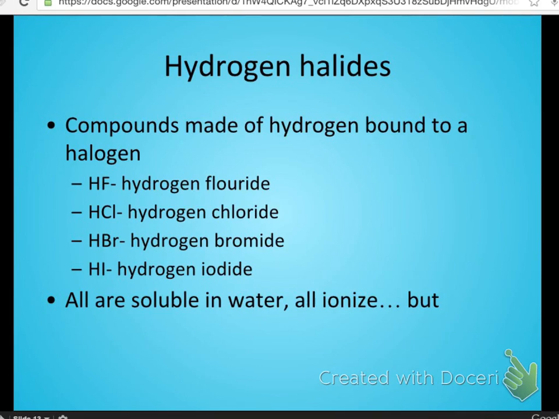What are they, Jeremy? Well, the top one is hydrofluoric acid, hydrochloric acid. You want to take a guess on HBr? Hydrobromic acid. The bottom one's the weirdest one to say and the most fun: hydroiodic acid. They're all acids. They're all binary acids. They're all soluble in water, and they all ionize.